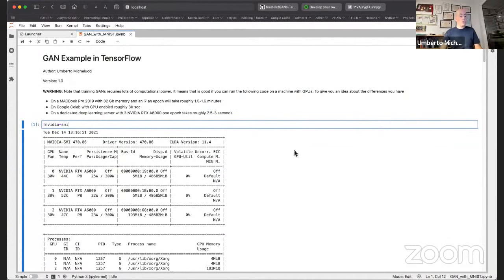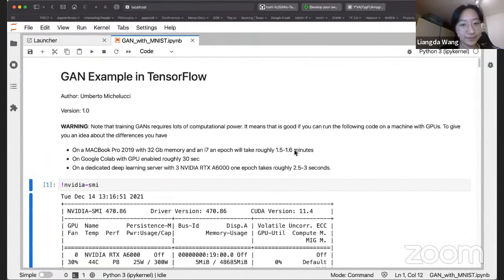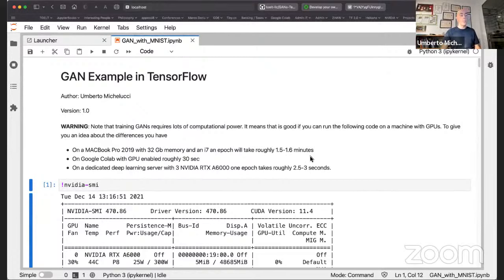Okay. Now you should see a Jupyter notebook. Is that correct? Yes. Good. I'll make it a bit bigger so that you can see. If it's still too small, let me know.